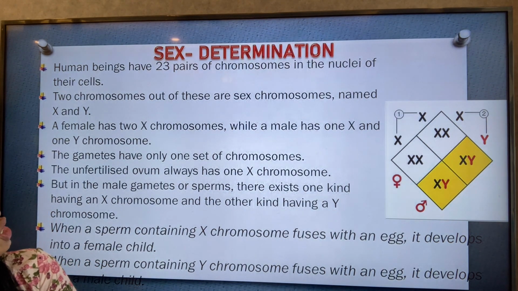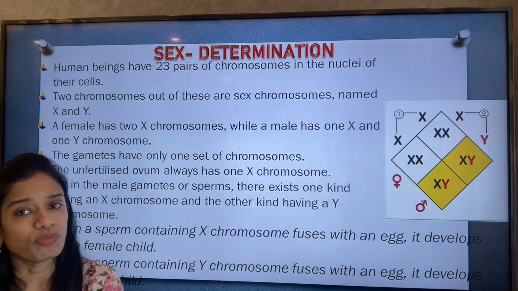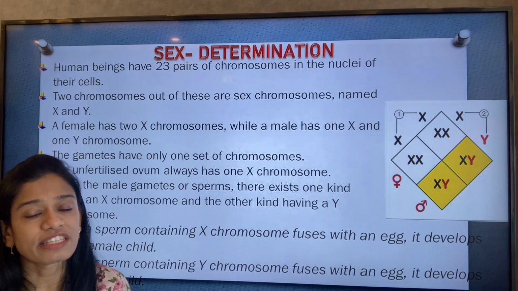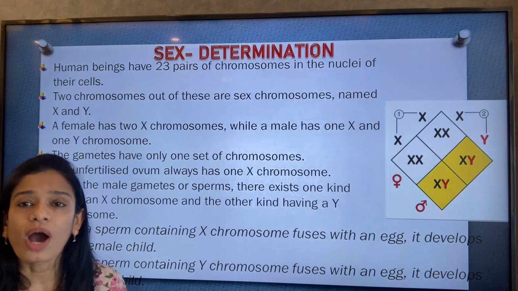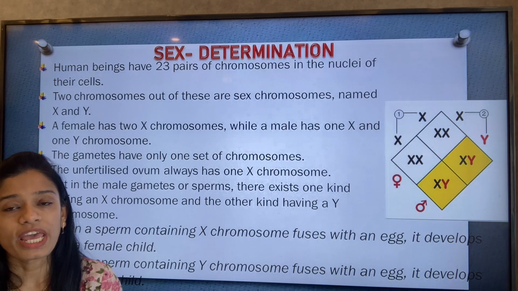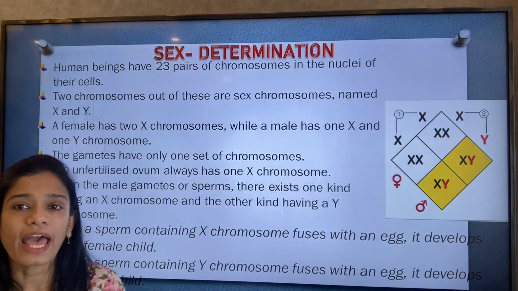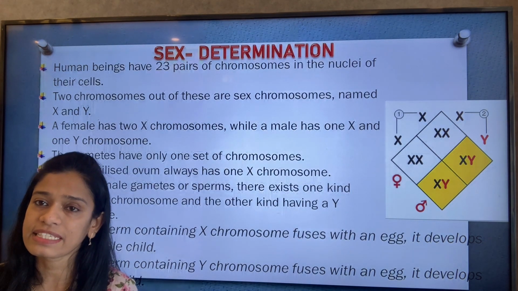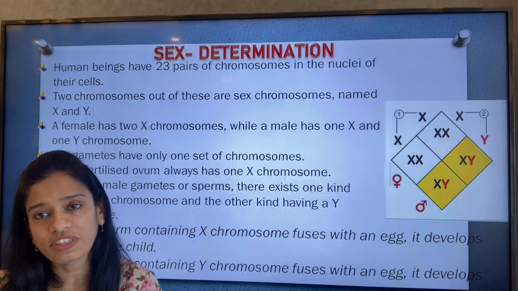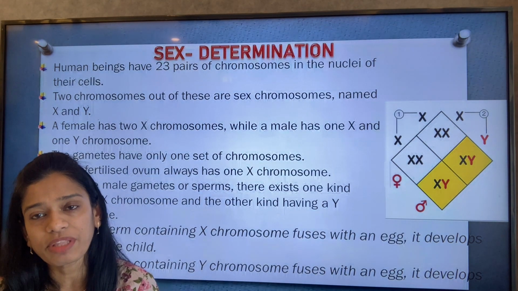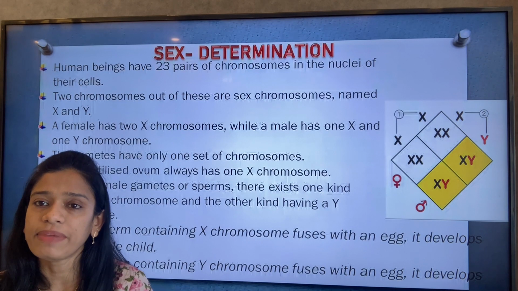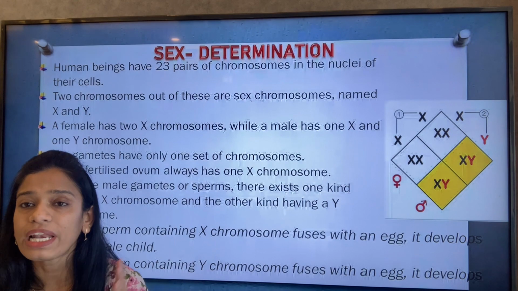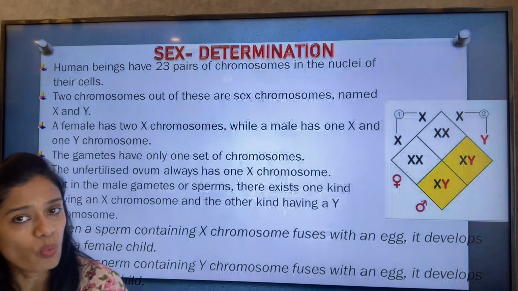Let's see. Human beings have 23 pairs of chromosomes, that is 46 chromosomes, out of which one pair is the sex chromosomes. In females, both sex chromosomes are the same, that is XX, whereas in males the sex chromosomes are X and Y. One is an X chromosome and the other is a Y chromosome.